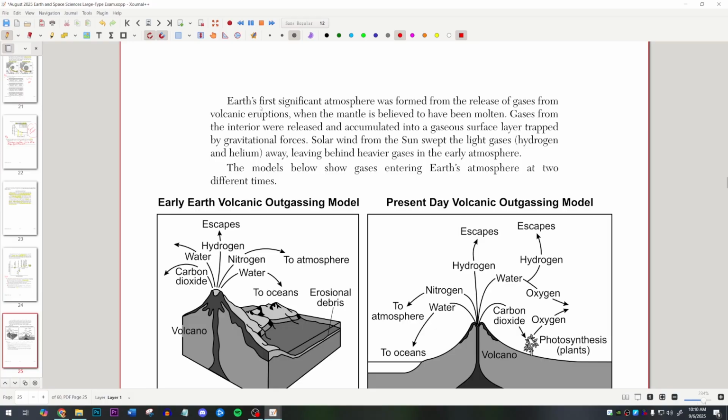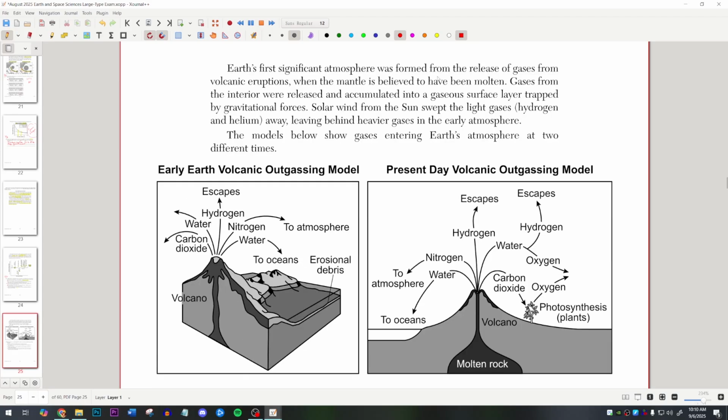Okay. Earth's first significant atmosphere was formed from the release of gases from volcanic eruptions, when the mantle is believed to have been molten. Okay.